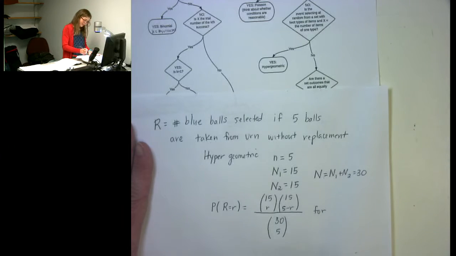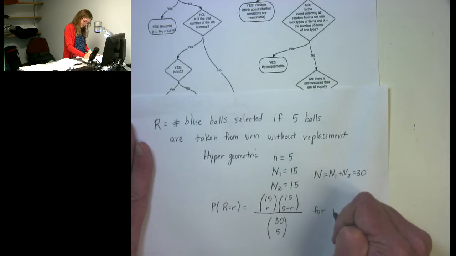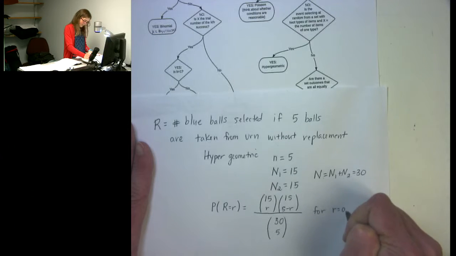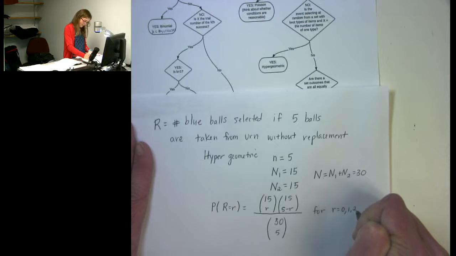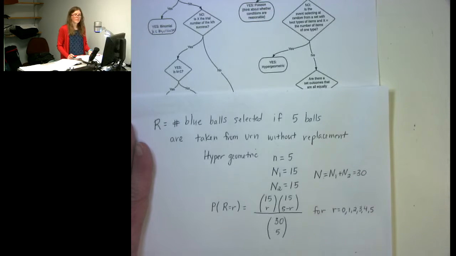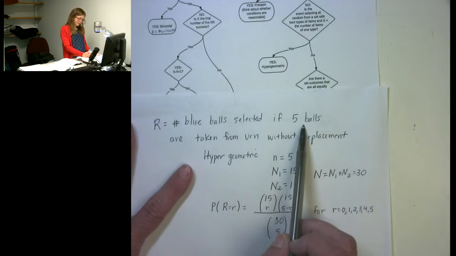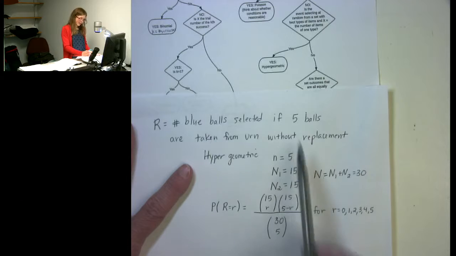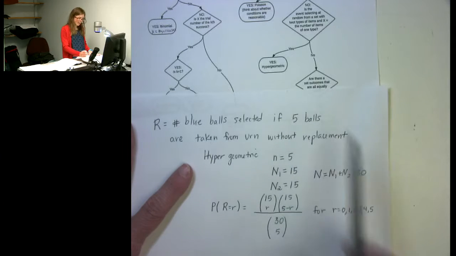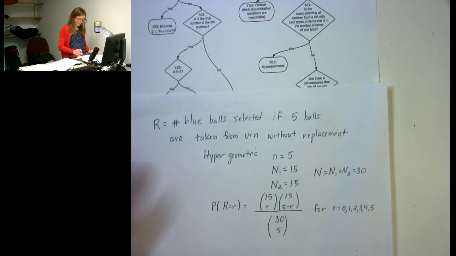And keep in mind that r could take values from 0 up to 5, because I can't choose fewer than 0 blue balls, and since I'm only choosing a total of 5 balls, I can't choose more than 5.